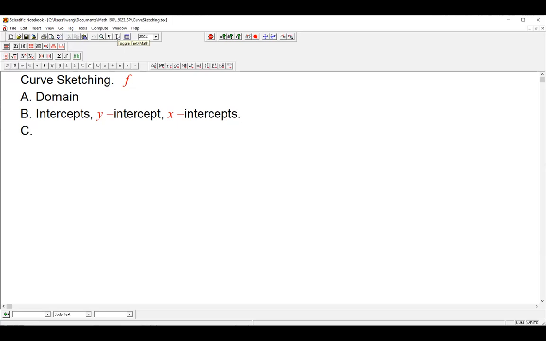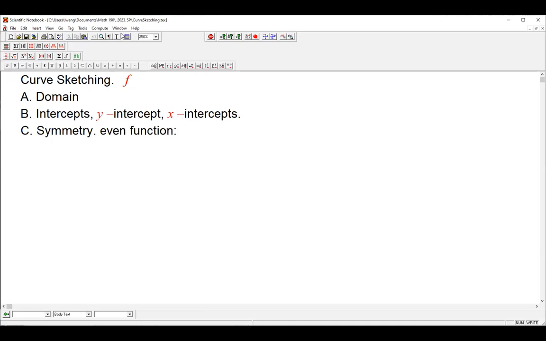And C is about symmetry. Whether the curve is symmetrical with respect to the y-axis. If it is symmetrical with respect to the y-axis, that's the kind of function we call an even function. If we have an even function, we'll only have to graph half the curve, and the other half is just a reflection over the y-axis. So we will check if the function is even.